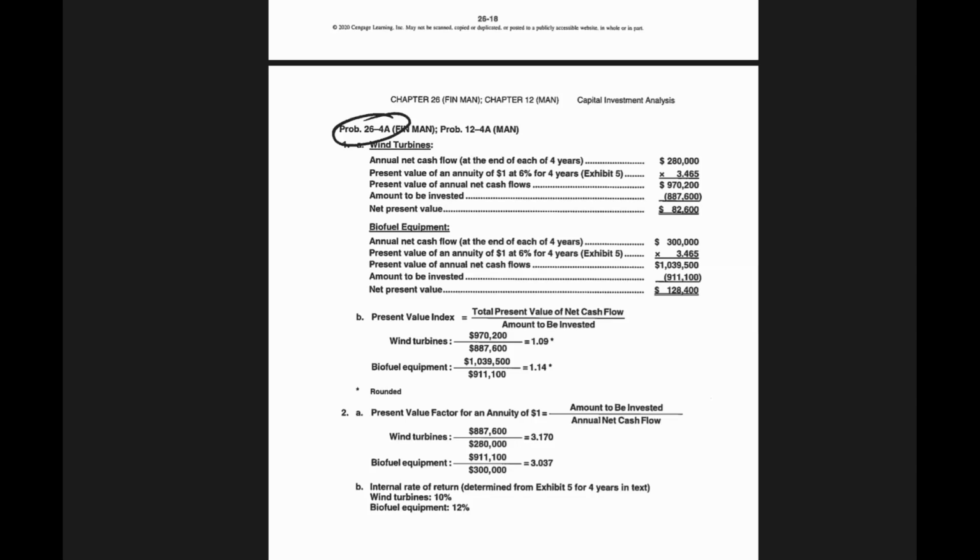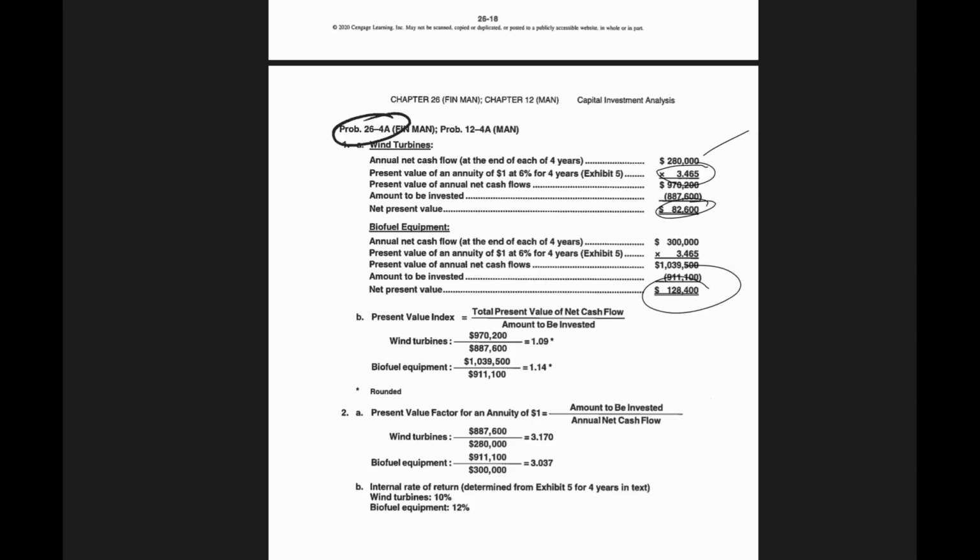The wind turbines require an investment of $887,600, while the biofuel equipment requires an investment of $911. Compute the following. The net present value. Okay, use a 6% hurdle. Okay, so we can do that. We can use the annuity table. So knowing that, we can take all 280 times this factor found in Exhibit 5. We have a net present value of $82,000. Doing the same for the biofuel equipment, we get another net present value, a much higher one.